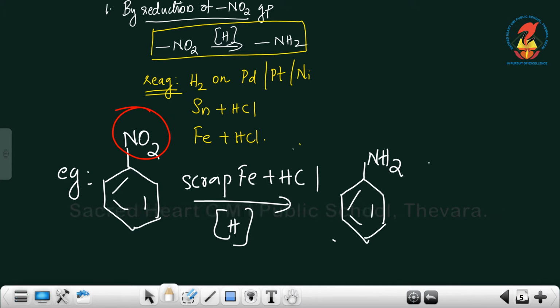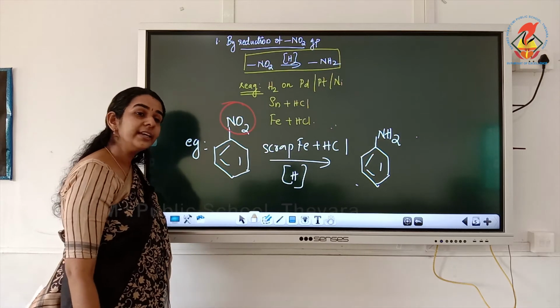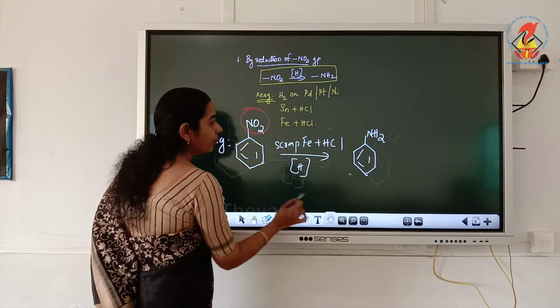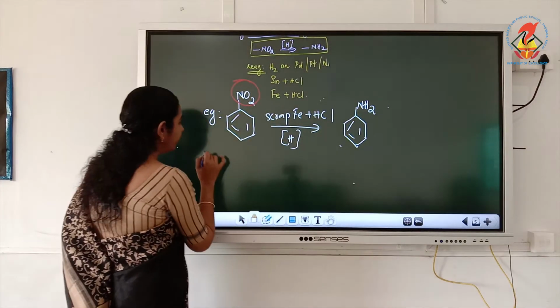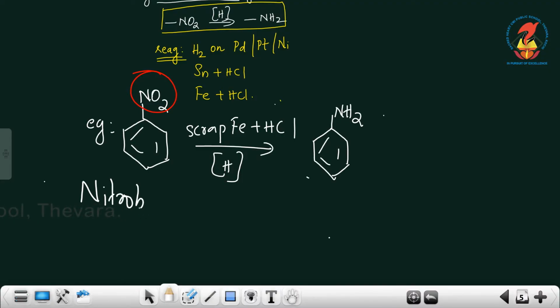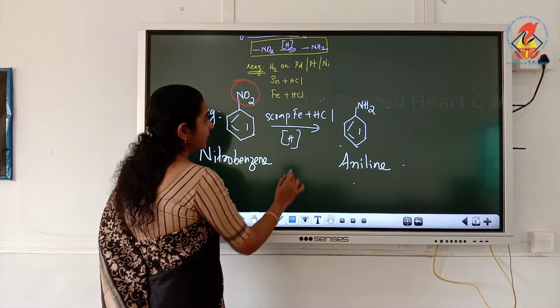That means nitro group, how can we convert into aniline? By reduction. This is a very important question, a usual conversion we are doing everywhere. This is nitrobenzene. We can convert into aniline or aminobenzene or benzenamine by reduction.